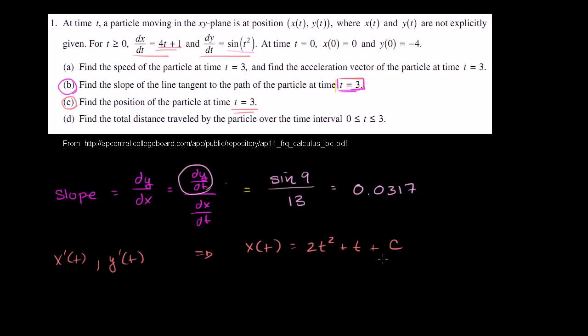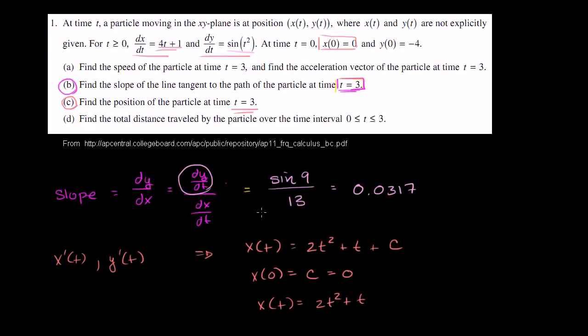You lose that information. Lucky for us, they also gave us this initial condition: x of 0 is 0. So when t is 0, this term is going to be 0, this term is going to be 0, and they're saying the whole thing is equal to 0, so c is going to be 0 as well. Let me do that explicitly so we don't get confused. x of 0 is equal to 0 plus 0 plus c, which they're telling us is equal to 0. So c is equal to 0. That tells us that x of t is equal to 2t squared plus t.